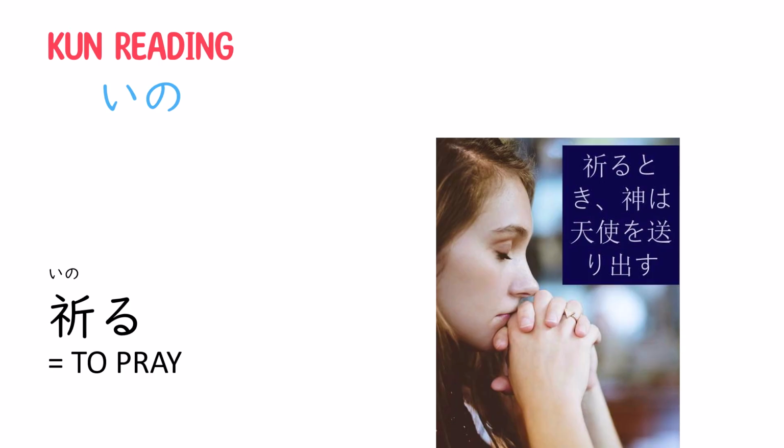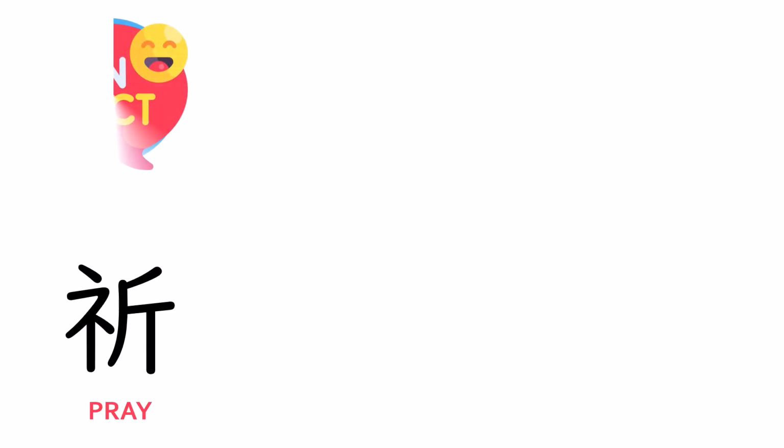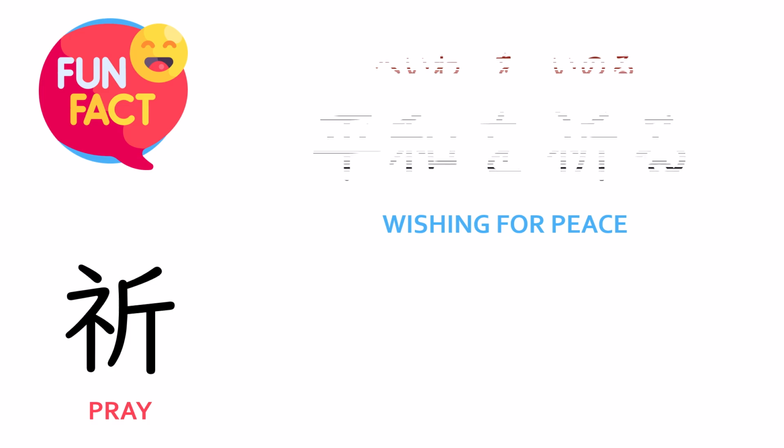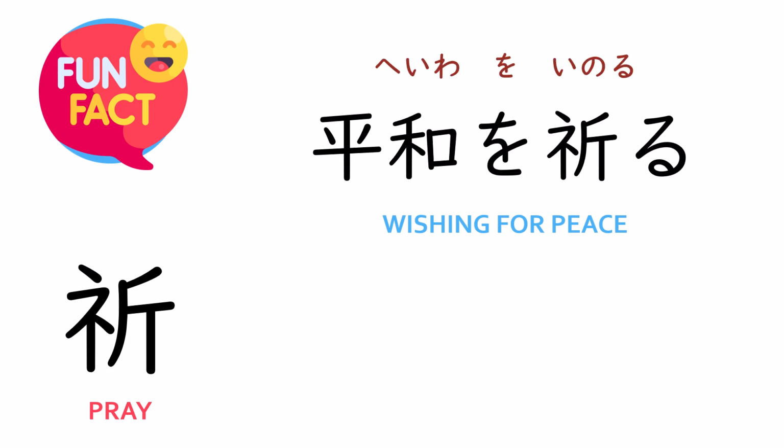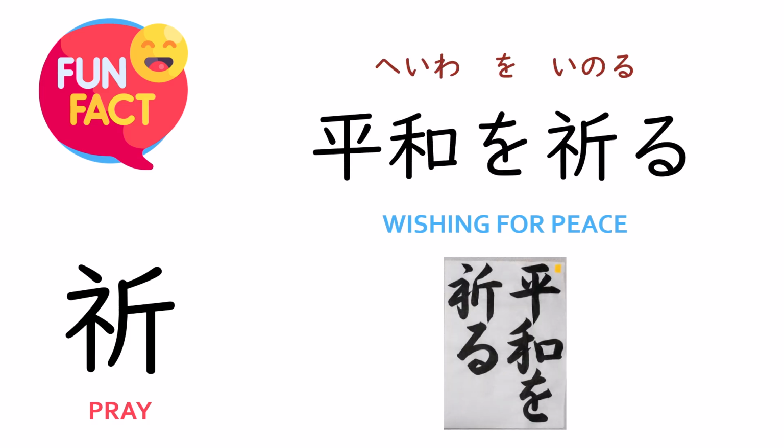The kun reading is ino. The example is inoru, or to pray. The sentence is inoru toki kami wa tenshi o okuridasu. God sends his angels when you pray. Fun fact, this kanji is often seen in messages wishing for peace, or heiwa o inoru, as well as for safety, especially in times of difficulty.